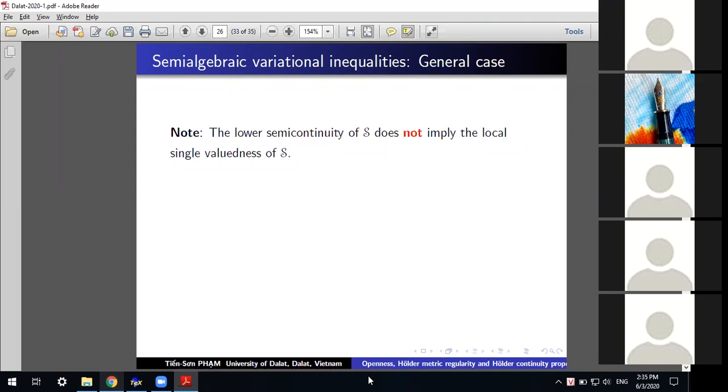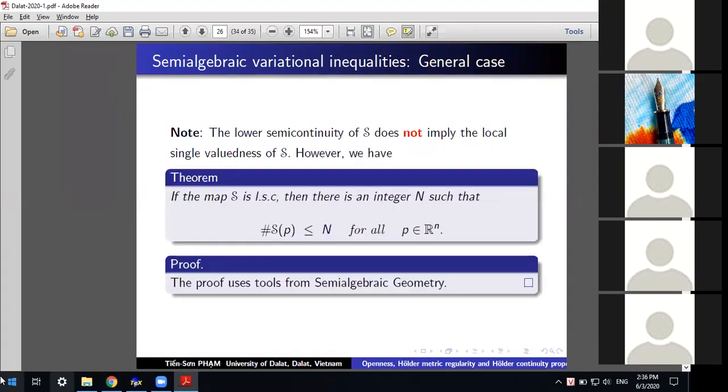By the previous example, we see that the lower semicontinuity of the solution map S does not imply the local single-valuedness of S. However, if the solution map S is lower semicontinuous, then there exists an integer n such that we have this. This implies that the solution set is finite.